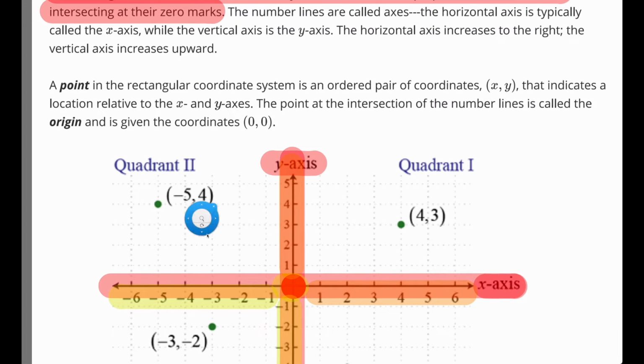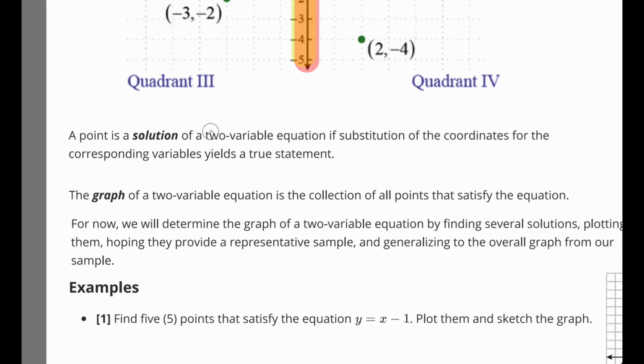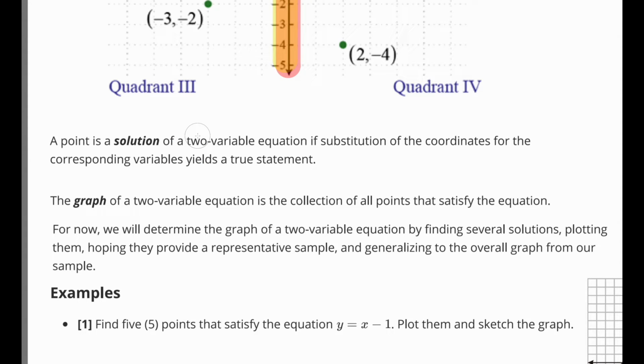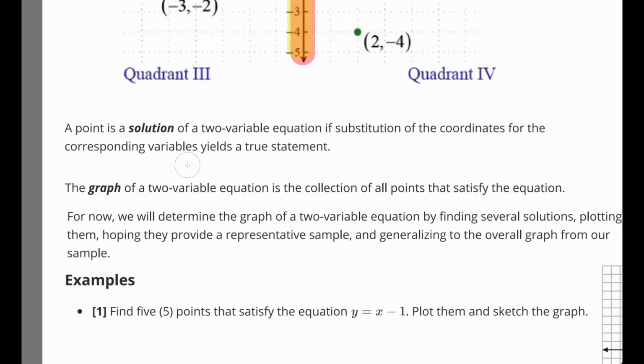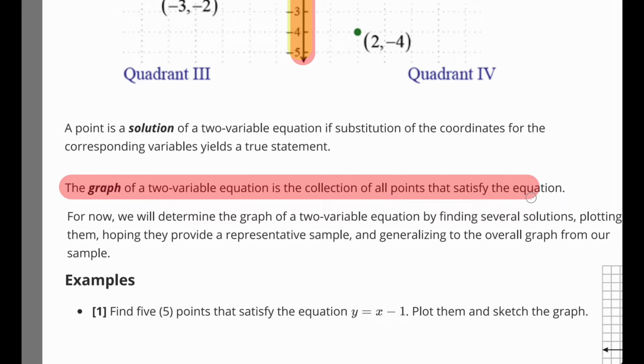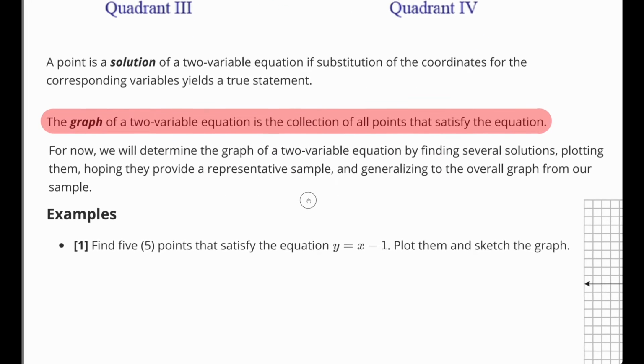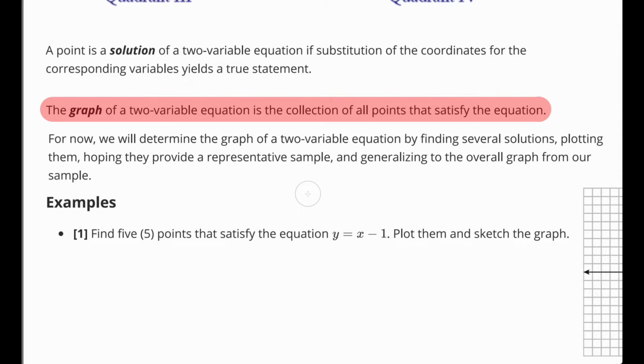Again, the XY coordinate plane, same kind of thing. A point is a solution of a two-variable equation if substitution of the coordinates for the corresponding variables yields a true statement. We're going to go over those solutions a little bit later. The graph of a two-variable equation is a collection of all the points that satisfy the equation, and those points are the x and y coordinates, and that's what forms the graph. For now, we will determine the graph of a two-variable equation by finding several solutions, plotting them, and hoping they provide a representative sample, so you can guess what the rest of the graph would look like, and then generalizing to the overall graph from that sample.